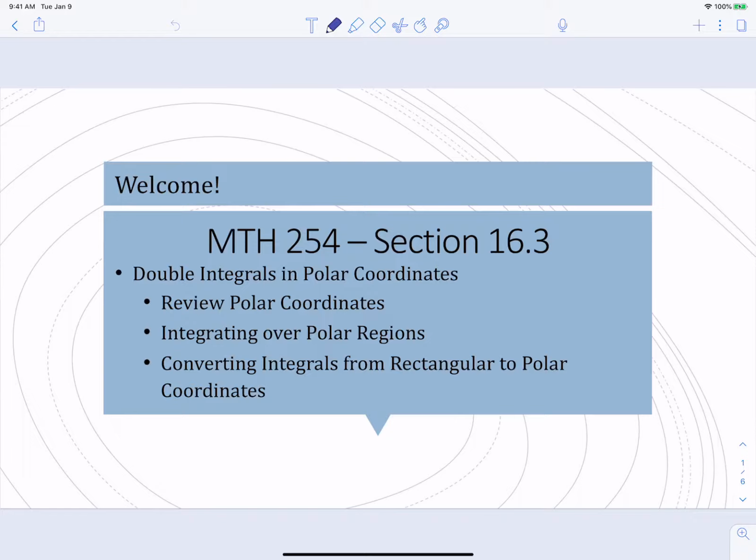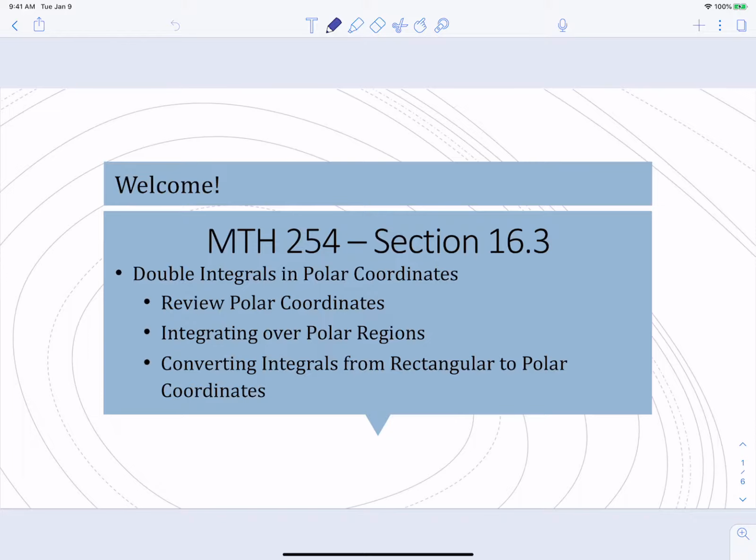Hello all, we are going to look at section 16.3, which is double integrals in polar coordinates. So we'll do a quick review of polar coordinates if it's been a little while since you've looked at them, or even if you've never looked at them before, they're not too terribly difficult, so don't worry. It's just going to be another way for us to write our points in the coordinate plane, and it's related to trigonometry. So even if you haven't seen them, it's pretty familiar. You've probably seen something like it.